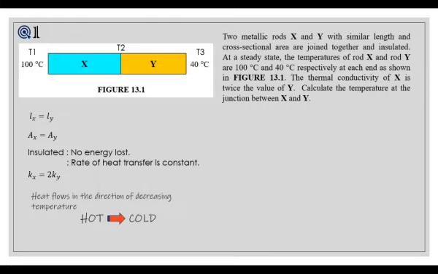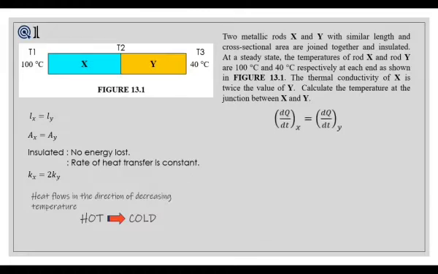As our reference, we will put a note that T1 is at 100 degrees Celsius, T2 is the temperature at the junction, and T3 is at the 40 degrees Celsius end. I put it this way since heat conducts from hotter to colder area. It helps a lot actually, so that you won't get it mixed up when you are going to substitute these values in the equation later on.